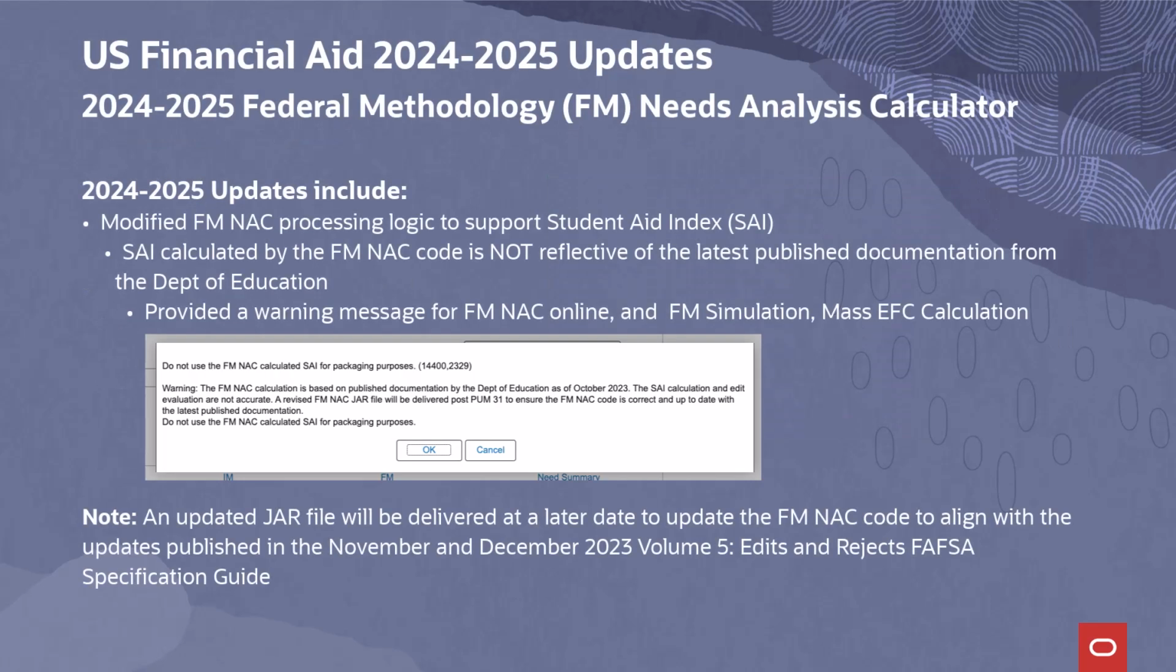We've delivered updates to support the Student Aid Index, SAI, federal methodology calculation for the 2024-2025 aid year for ISIR correction and FM simulation. Modifications were made to the Federal Methodology Needs Analysis Calculator processing logic to support the SAI calculation in alignment with the documentation published by the Department of Education as of October 2023.